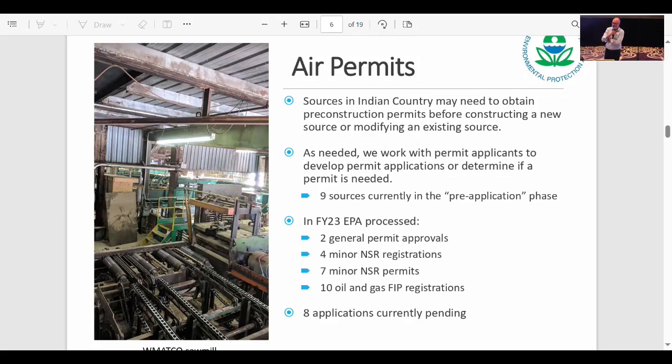area that have not sought out a permit, it's really important for either you or the source, especially, to talk to EPA, because we want to make sure sources are not constructing without the proper permits. Okay, next slide, Eddie.